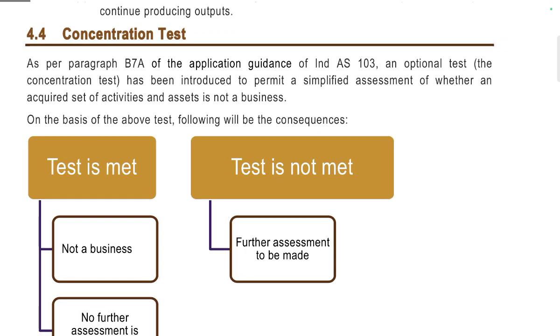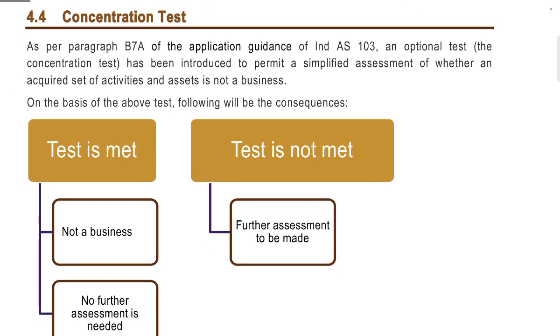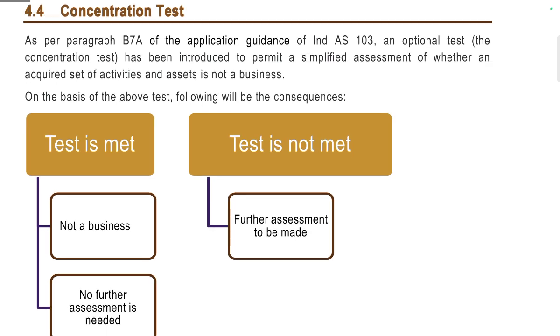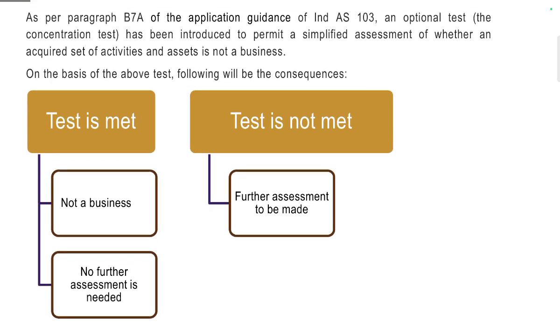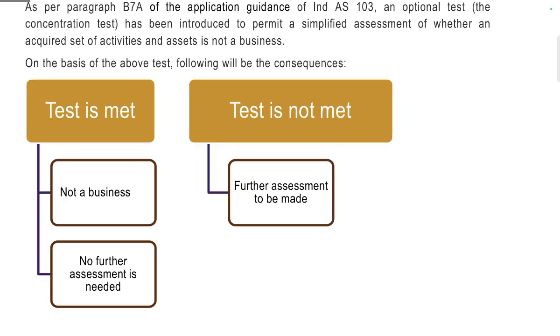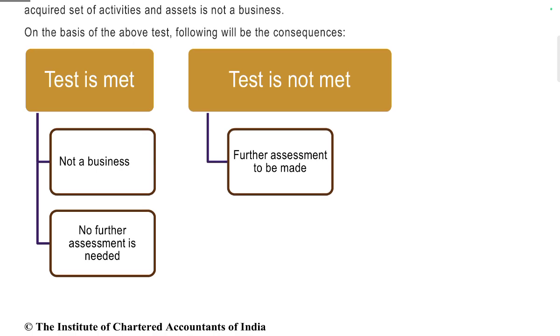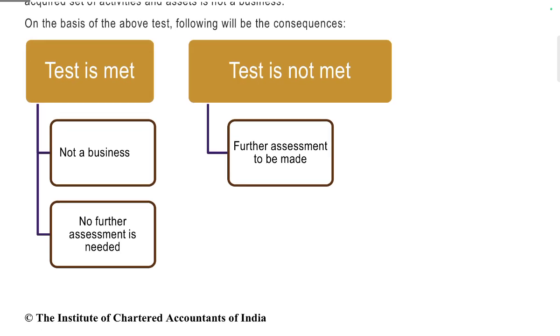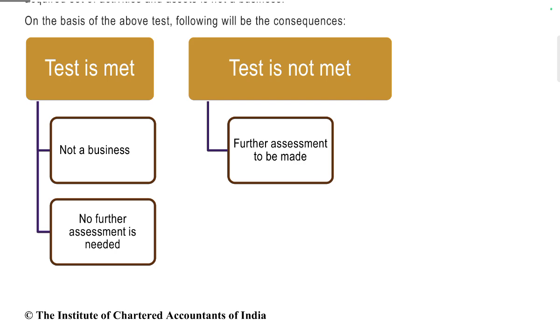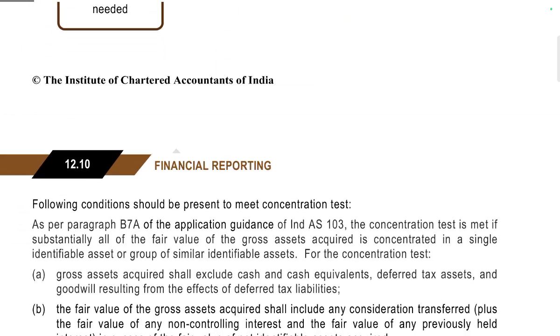The concentration test in paragraph 6B of the guidance of Ind AS 103 is an optional test. It has been introduced as a simplified assessment of whether the acquired set of activities and assets is not a business. If the test is met, the not-a-business conclusion is reached and no further assessment is needed. If the test is not met, further assessment is made.